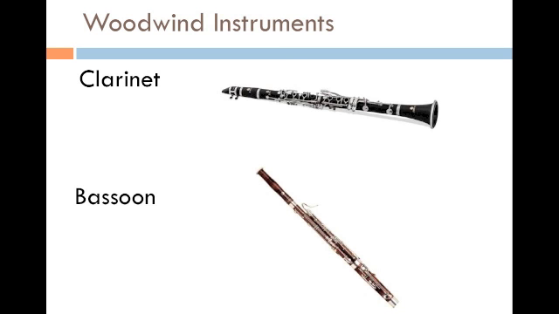The bassoon is the last woodwind we will discuss. Like the oboe, it uses a double reed and produces a similarly nasal sound, but it is markedly bigger than the oboe. The bassoon, along with the bass clarinet, is the bass voice of the woodwind family.